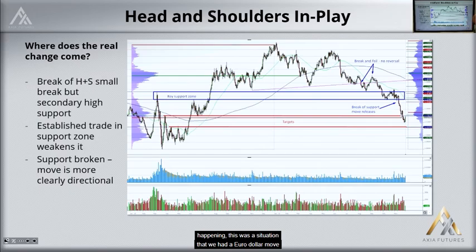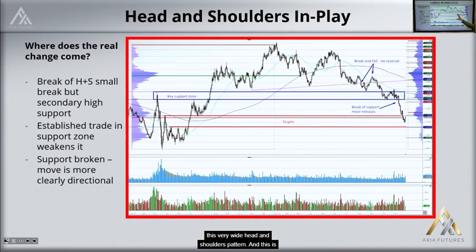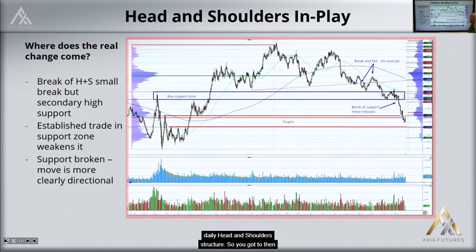This was a situation that we had in Eurodollar moving to the end of November 2011. And what we've got here then is this very wide head and shoulders pattern. This is formed over nearly 2 years. So this move runs from the beginning of 2010 to nearly the end of 2011. A very, very large daily head and shoulders structure.